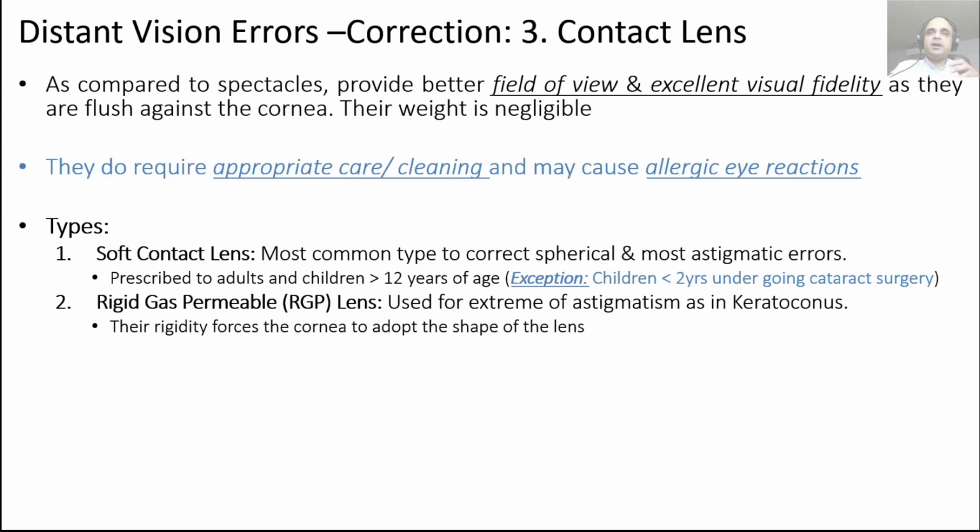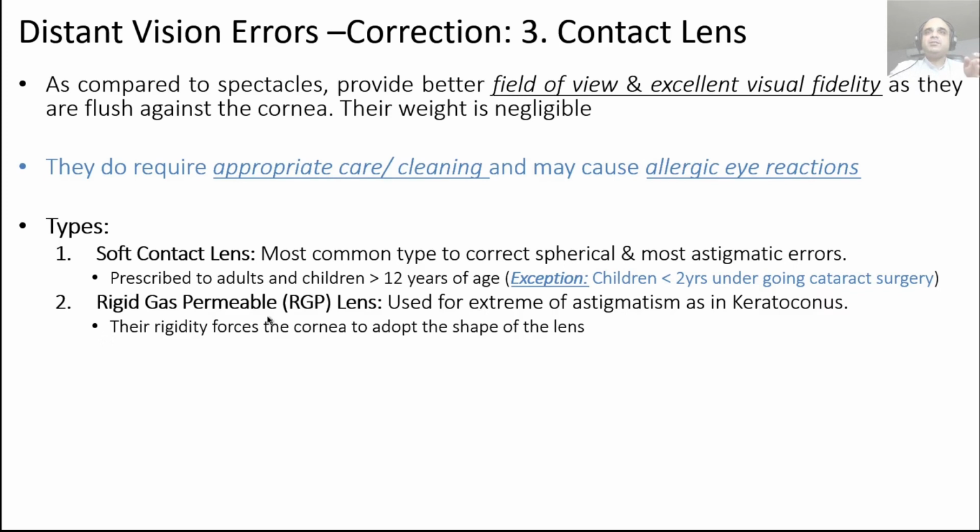They are usually prescribed to adults and children of greater than 12 years of age, with the exception that children who undergo cataract surgery at less than 2 years may be prescribed contact lenses for the duration of time that an IOL, or intraocular lens, can't be implanted. We'll talk more about this when we talk about cataracts, which is the next discussion topic.